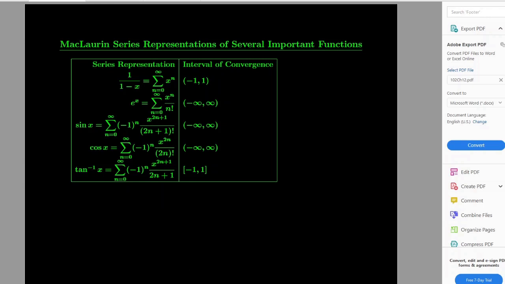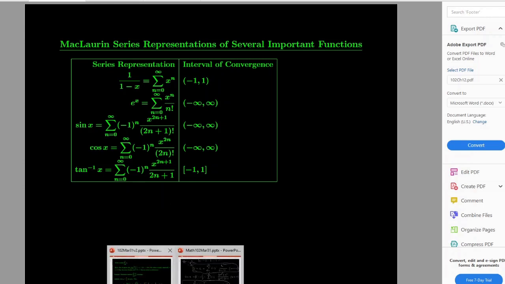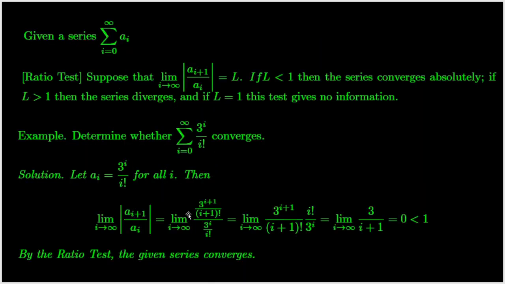Okay. But before we do that, we need to cover something called convergence tests. The first test I want to mention is the test on screen. It's called the ratio test. For any series, it's a test determining under what condition the series is convergent or divergent, or in some cases gives no information.